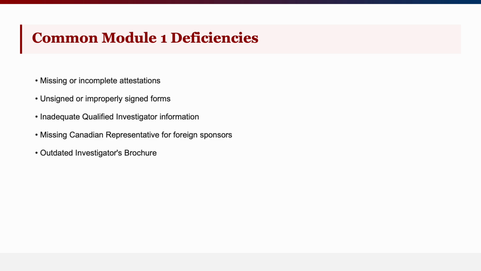An outdated investigator's brochure suggests the sponsor isn't maintaining current safety information. The IB should reflect current knowledge about the drug. If your IB is more than a year old and no updates have occurred, reviewers may question whether it's current. Careful attention to these common issues during submission preparation can prevent many problems.